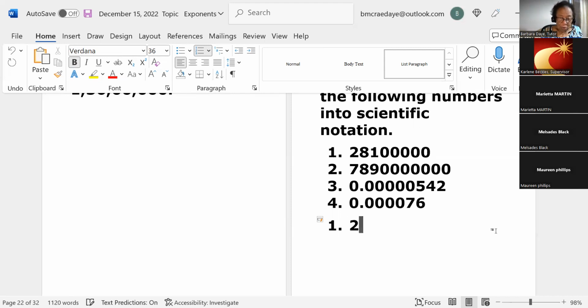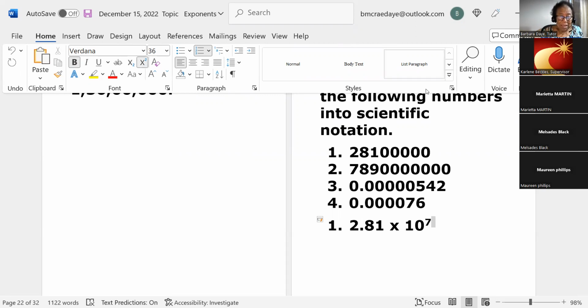2.81. Mercedes, go to mute. It's disturbance, I can't hear. Okay, Marietta, what's the answer? 2.81. Very good. 2.81 times the base 10. And what's the power? 7. That's right, because you moved it. You've got 5 zeros, and then you've got the 1 and the 8. So that would be 7. Very good. All right, Marietta, you got it.